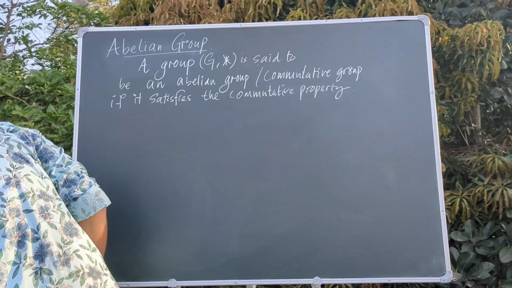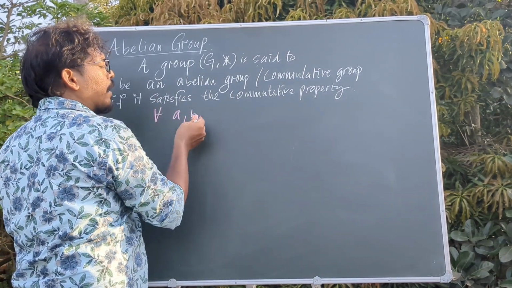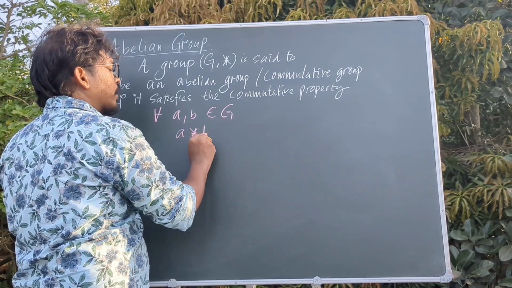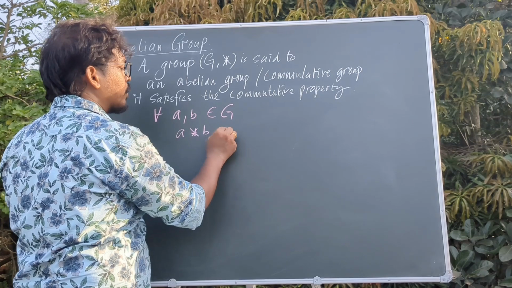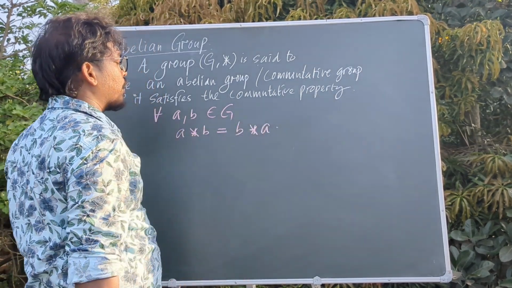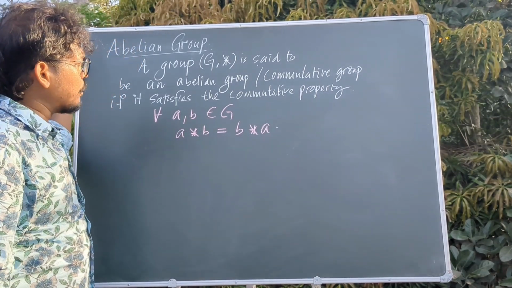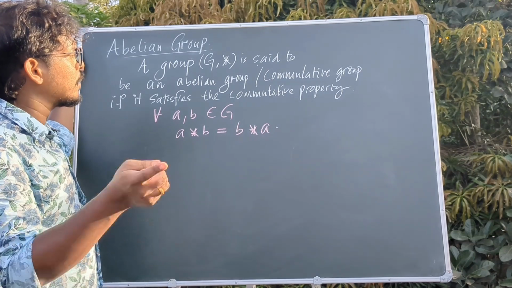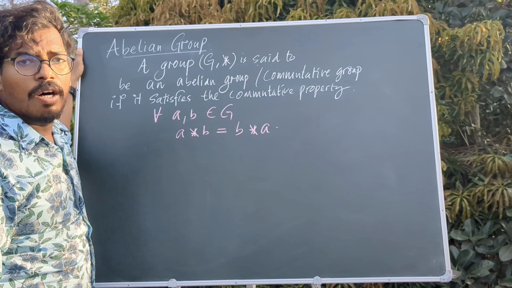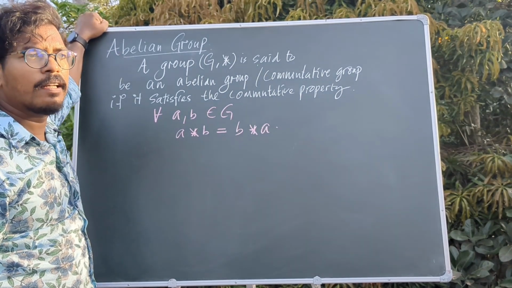That is, for all A and B of the set G, when A is operated with the element B under the operation star, that is the same as B star A. And this property is known as the commutative property. If a group moreover satisfies the commutative property, then the group is said to be an abelian group or commutative group. And this term is named after the mathematician Abel.